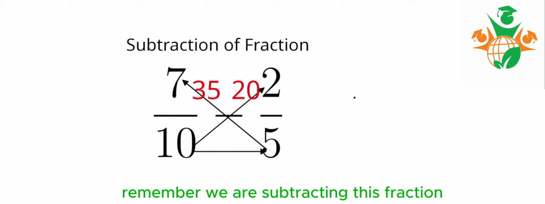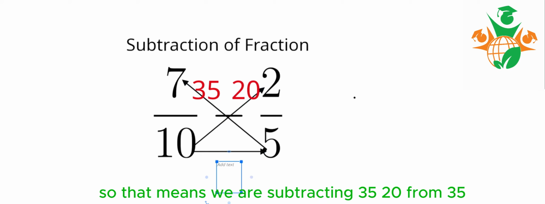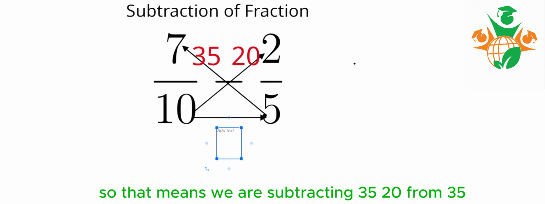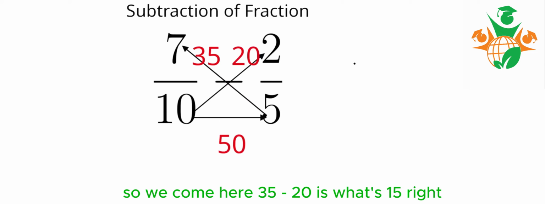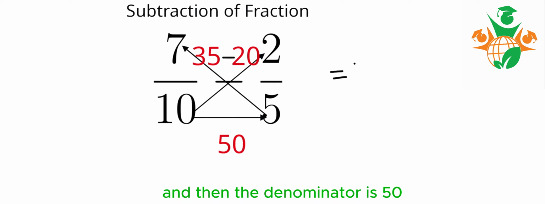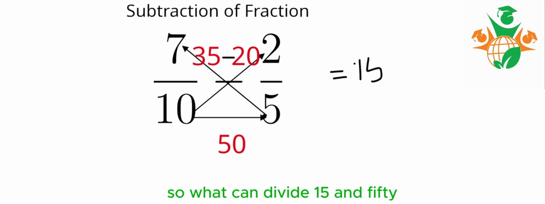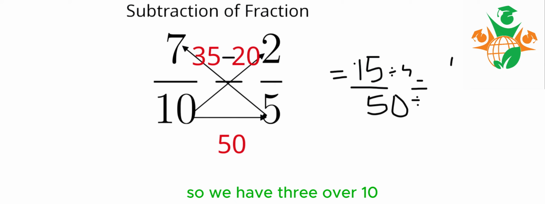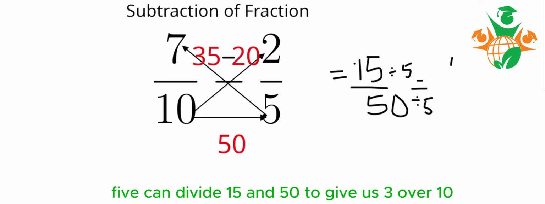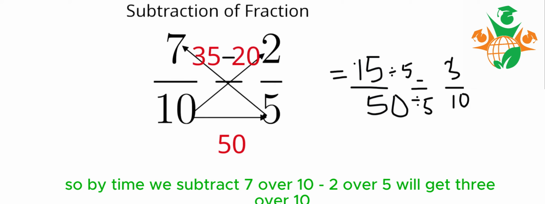Remember, we are subtracting this fraction. So that means we are subtracting 20 from 35. So by the time we subtract that, 35 minus 20 is what? 15, right? And then the denominator is 50. So what can divide 15 and 50? That's 5 here and 5 here. So we have 3 over 10. 5 can divide 15 and 50 to give us 3 over 10. So by the time we subtract 7 over 10 minus 2 over 5, we'll get 3 over 10.